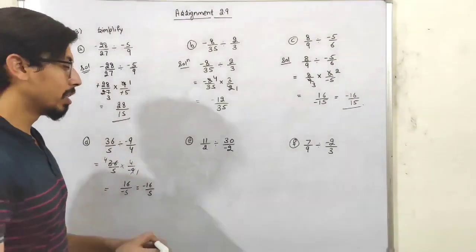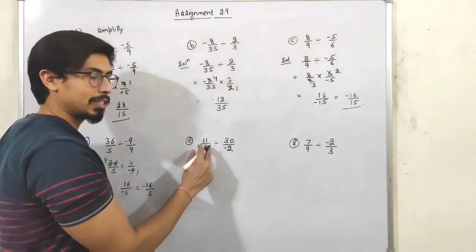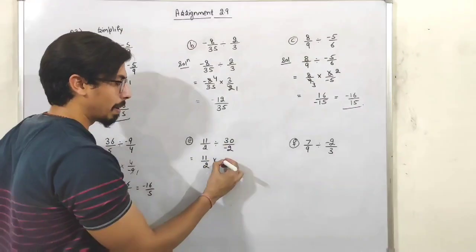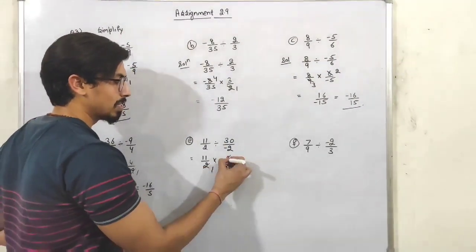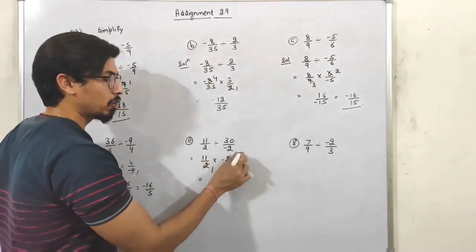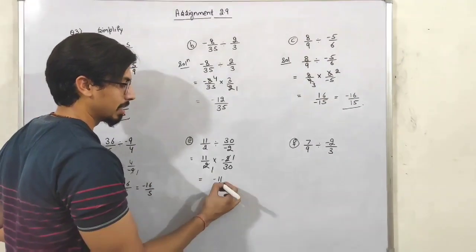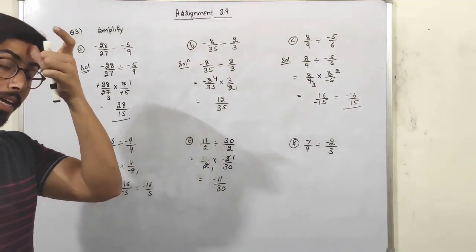Okay. Now in this part we have 11 by 2. The division sign is replaced by a multiplication sign and reciprocate the term. So it will be minus 2 by 30. So 2 ones are 2, 2 ones are 2. Now 11 into minus 1 will be minus 11. 30 into 1 is 30. So the answer is minus 11 by 30.